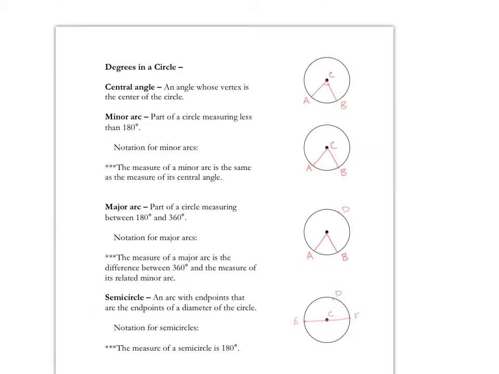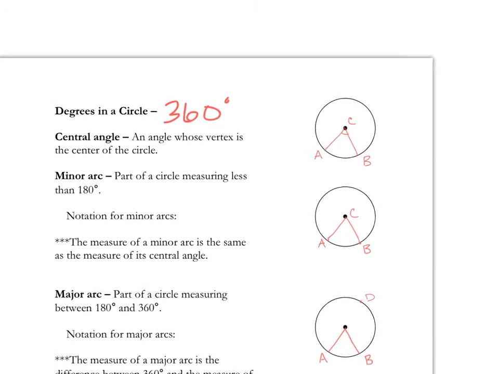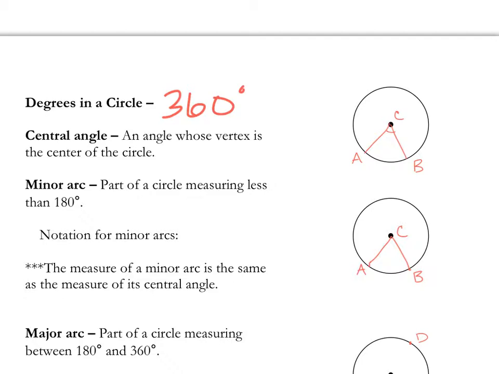Okay, so now we're going to talk about some angles in circles. So a degree in a circle, so if you go all the way around a circle, we are going to get 360 degrees. A central angle is an angle whose vertex is the center of the circle. So if you look, I drew a central angle. So angle ACB would be a central angle.